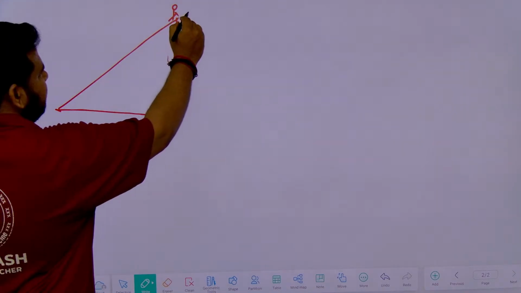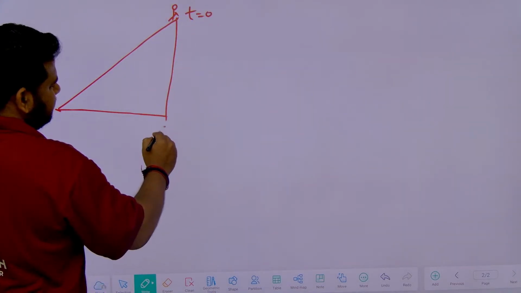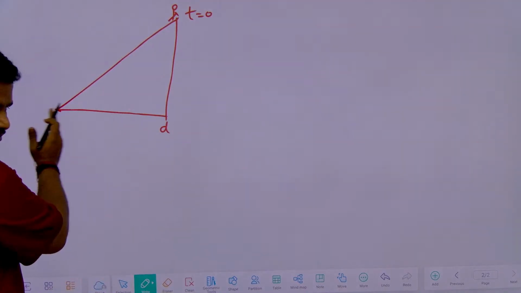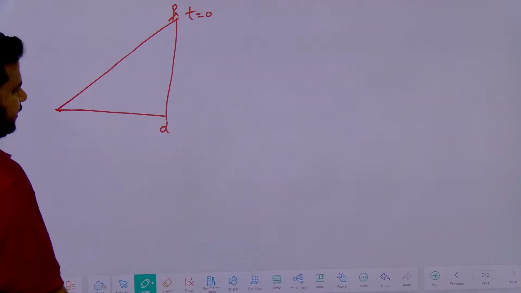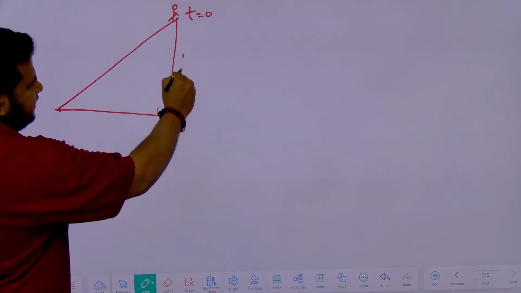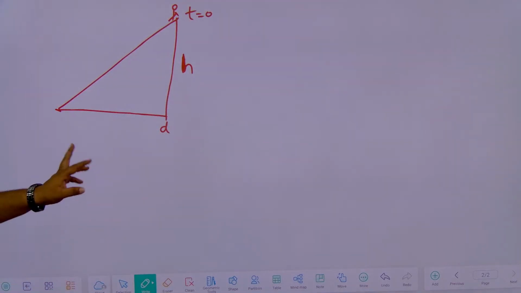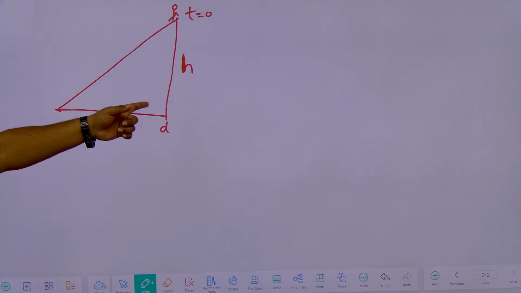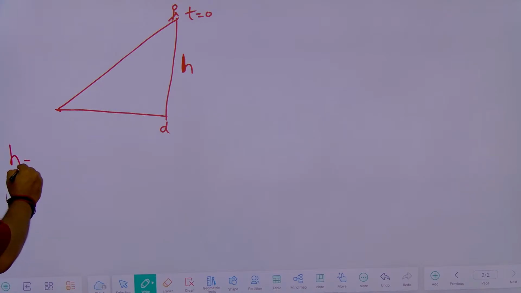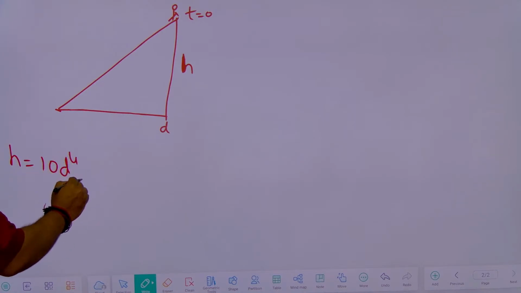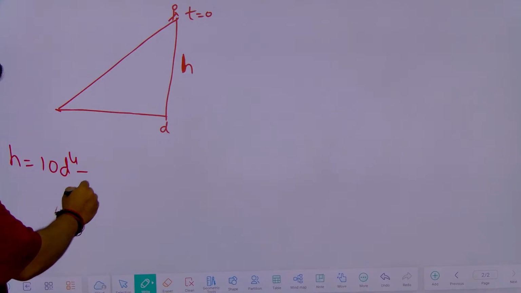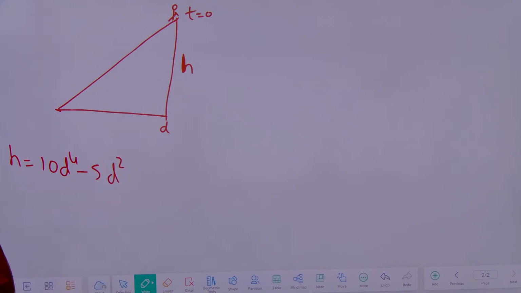So here the time is 0. Here the distance is there, like this, distance is going on. Now there is some height here. Now they will ask you, height is given as a function of distance. So let us take something like h is equal to 10 times d to the power of 4 minus 5 times d square. Here h is height. Height is given as a function of distance.